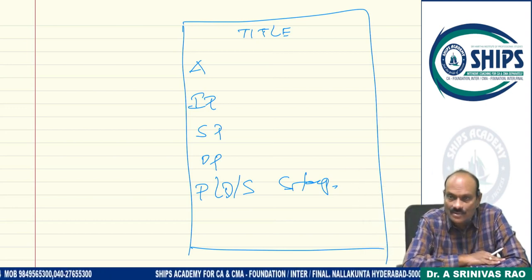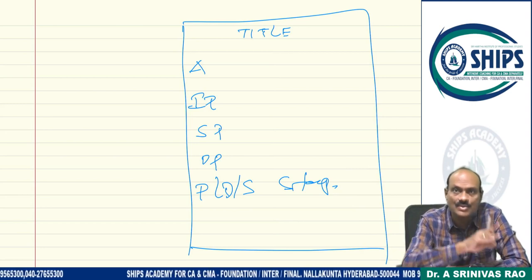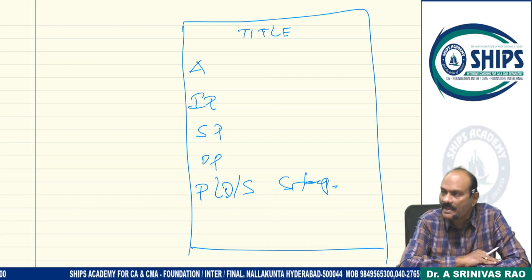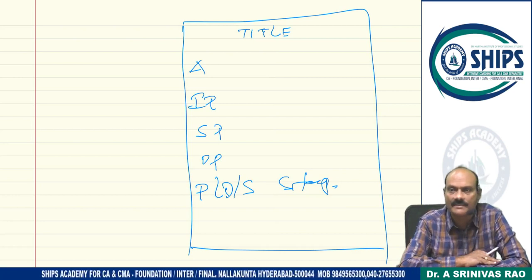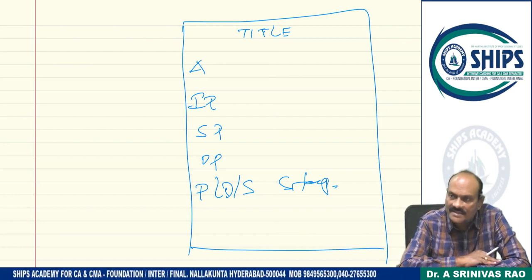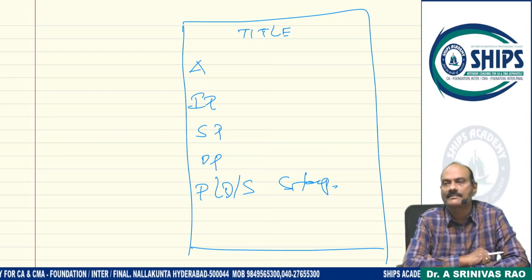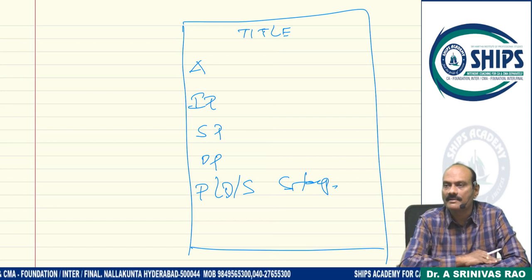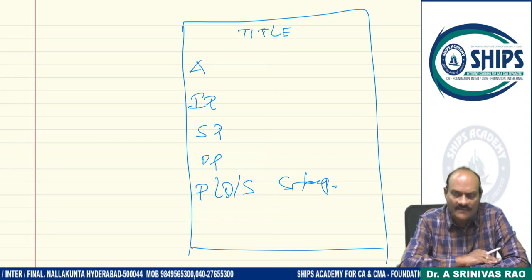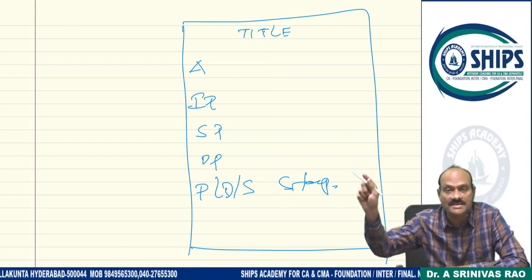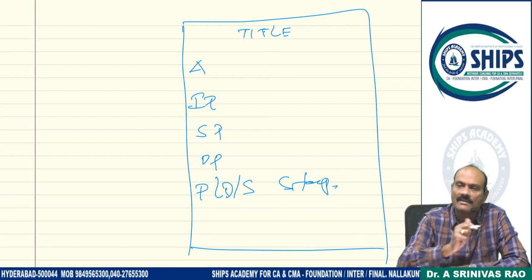Second one, addressee. To whom are you giving this report? To shareholders. Next one, scope paragraph, opinion paragraph. Then, place, date, signature, and stamp. One format you have to follow. Whereas in case of investigators, from the report point of view, is there any format as such? No. To whomsoever it may concern. And he will draft the report.